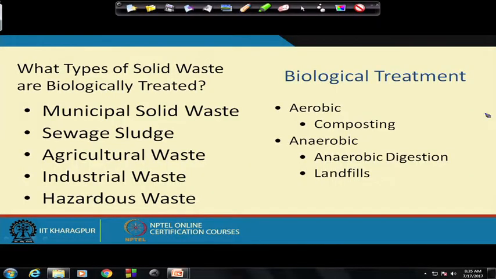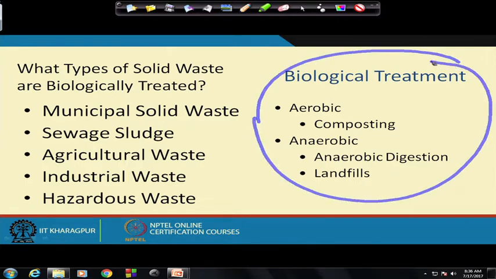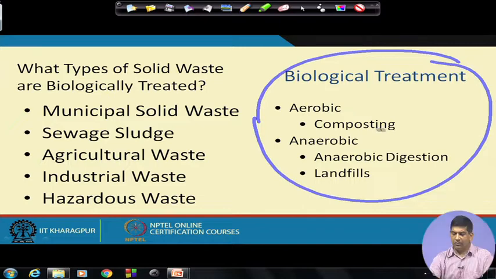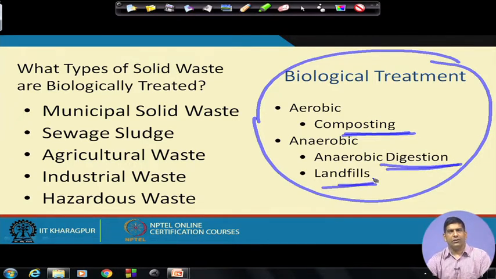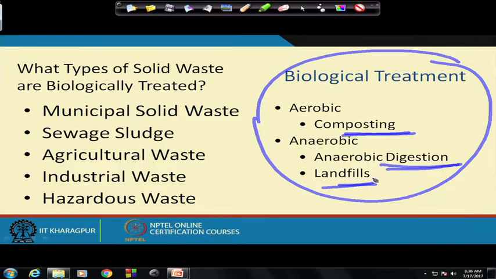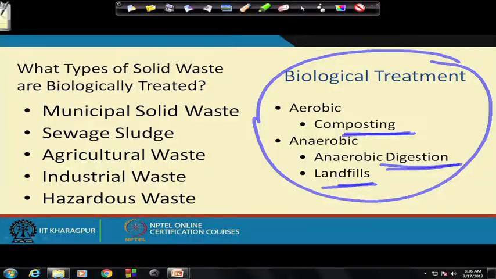So, here we are looking at the treatment types. We have essentially two biological treatments. We have aerobic, which is composting, and then we have anaerobic, which is anaerobic digestion. Landfills are also anaerobic systems. So, there are two types of biological treatment, aerobic and anaerobic. In this video and the subsequent video, we will look at first the aerobic and then we will go into the anaerobic system, in terms of how they are done.